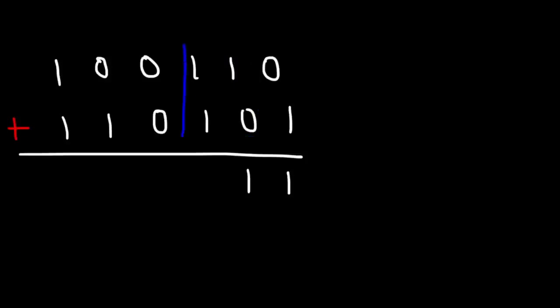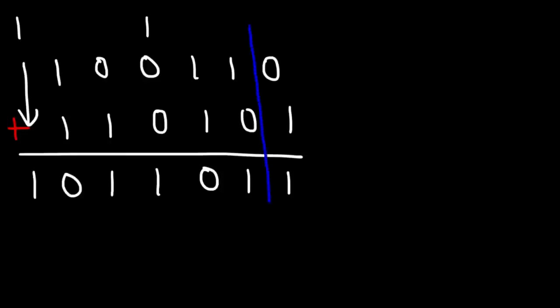And then it's 1 plus 1, which is going to be a 0, but we need to carry over a 1. Now for the fourth column, it's 1 plus 0 plus 0, which will equal 1. And then we have 0 plus 1, which is 1. And then next is 1 plus 1, which is 0, but carry over a 1 to the next column, which will give us 1.